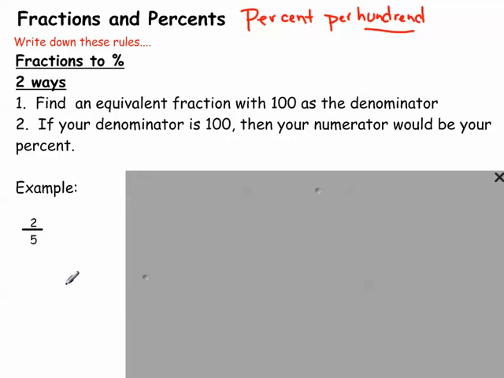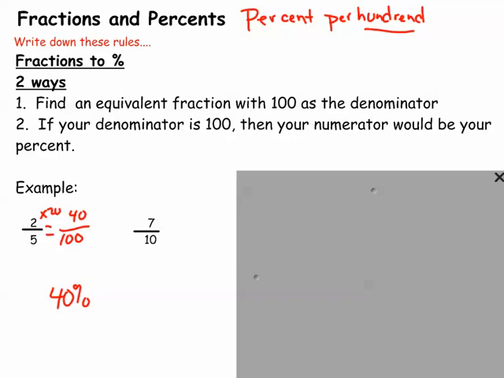So if I have 2/5, can I get a denominator of 100? Well, 5 times 20. So if I multiply the top by 20, I get 40. So 40 out of 100, that's just 40%. Okay, so that's what I mean by getting a denominator of 100. Once I have that denominator of 100, my top number or my numerator is simply my percent.